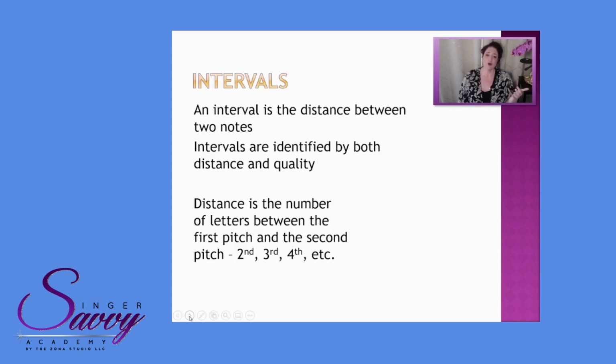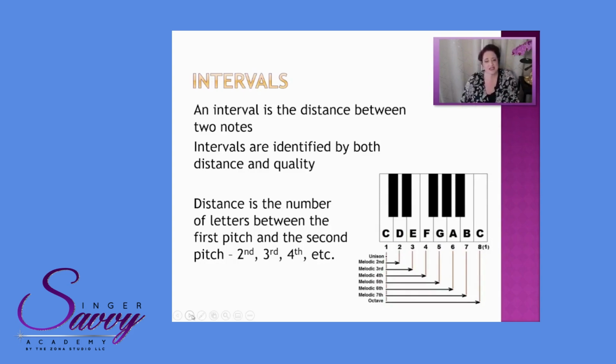So if you're going from C to E, you would go C, D, E. The distance is 3 letter names away. That means that the distance between C and E is 3, which means that between C and E is a third, okay? So say you're going from G to D. G, A, B, C, D. So it is 5 letters away, 5 notes away, and therefore the distance between G to D is a fifth. So that is the interval of a fifth, okay?